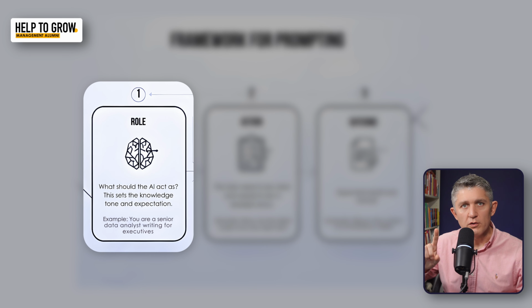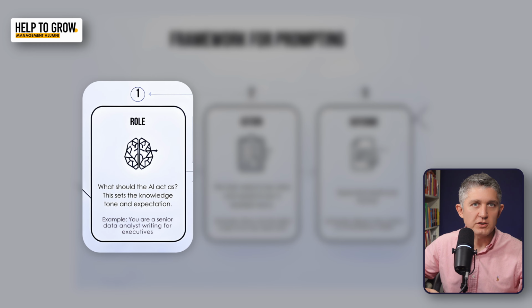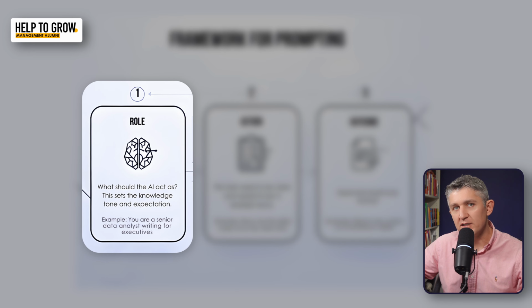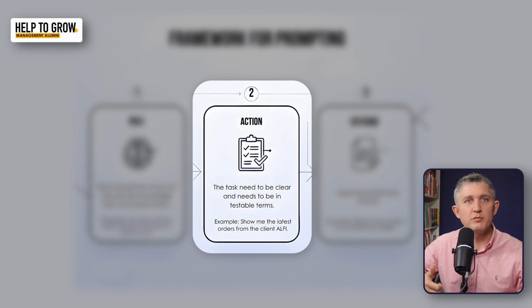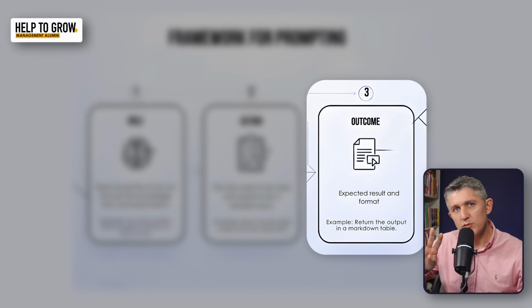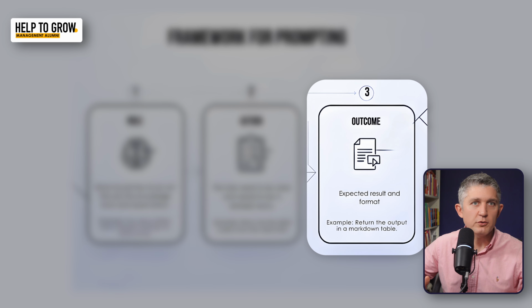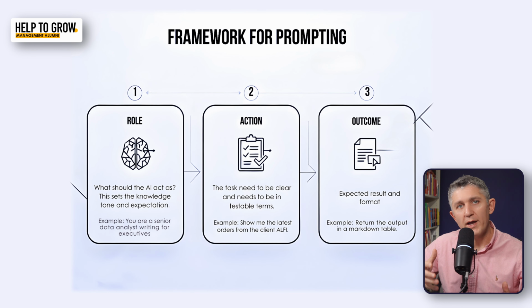Point number 1 is role. What should the AI act as? This sets the knowledge, tone, and expectations. Example: you're a senior data analyst writing for executives. Point number 2 is action. The task needs to be clear and in testable terms. Example: show me the latest orders from client Alfie. And the last one is outcome. Expected results in a format. Example: return a markdown table. You bundle role, action, and outcome into a single prompt. You will get fewer tangents and more board-ready answers from your AI agent.